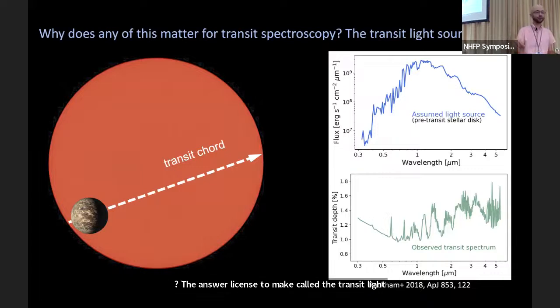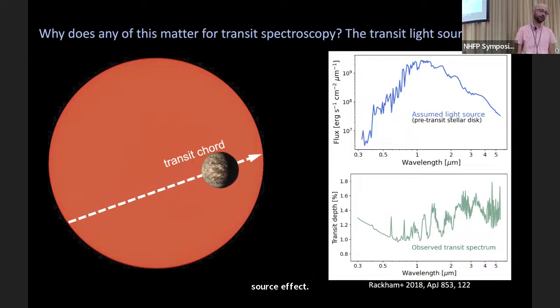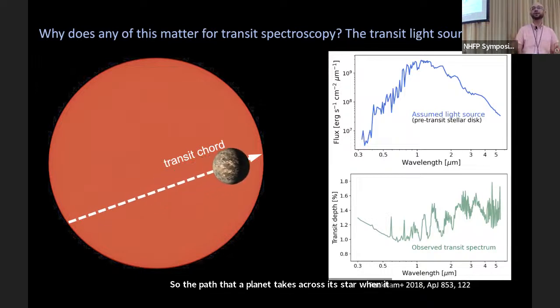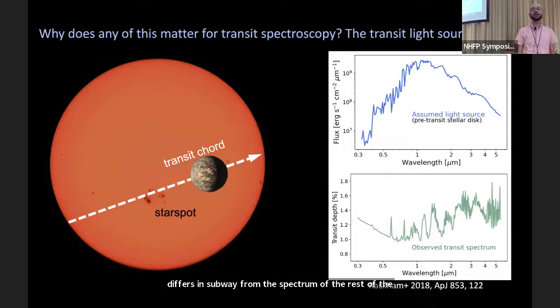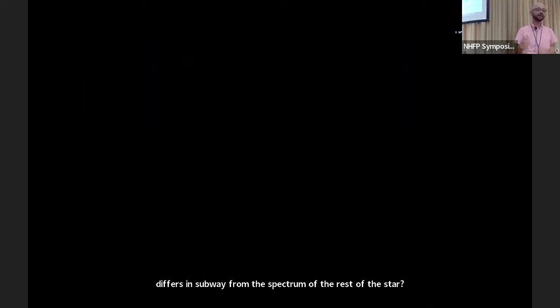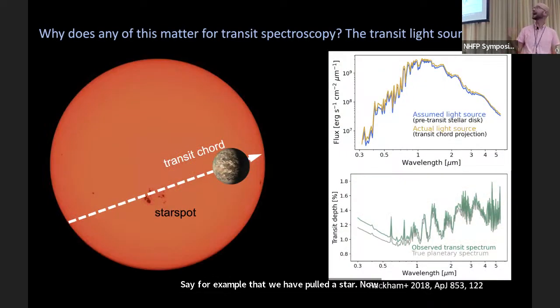So the path that a planet takes across its star when it transits is called the transit chord. And by comparing the spectrum of the transit chord with the pre-transit spectrum, which is shown in blue on the top, we can then identify what changed, which should be the planet spectrum shown in green on the bottom. But what happens if the spectrum of the transit chord differs in some way from the spectrum of the rest of the star? Say, for example, that we occult a star spot. Now, the assumed light source is a little bit different from the actual light source. And as a result, the observed transit spectrum actually differs from the underlying true planetary spectrum.